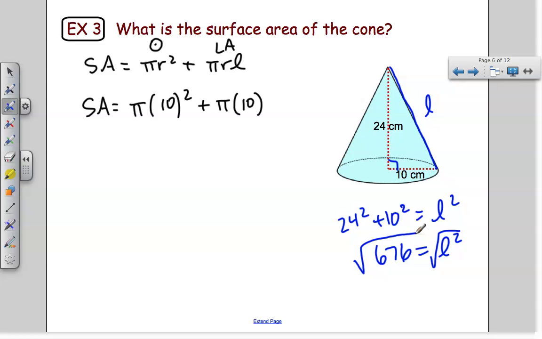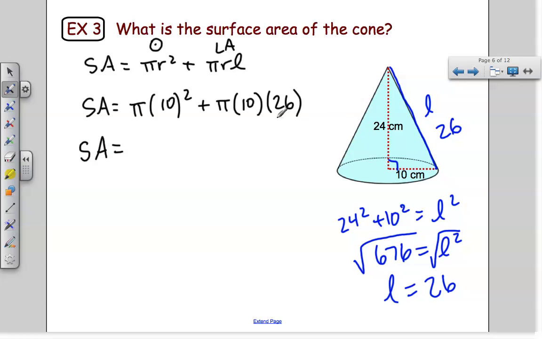Undo the square by taking the square root. Is that a perfect square? Yes, it is. Slant height is 26. Now I can put that in here. Slant height is 26 centimeters. What is the surface area of my cone? I can just put this in my calculator right away, or I can simplify a little bit. 10 squared is 100, so this is 100 pi for that first term. 10 times 26 is 260 pi. 100 pi plus 260 pi is 360 pi.